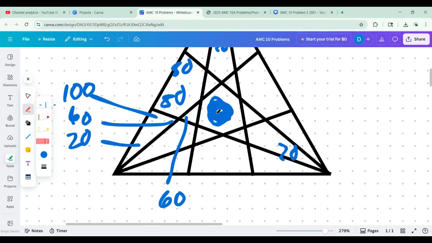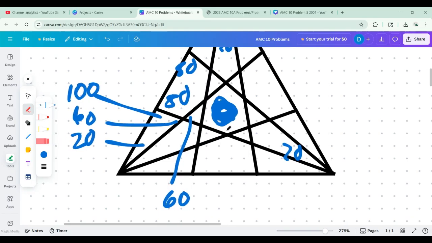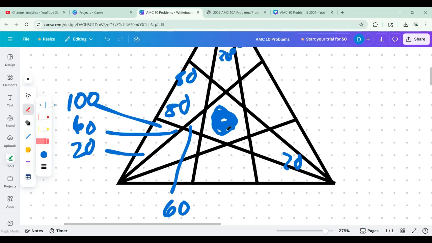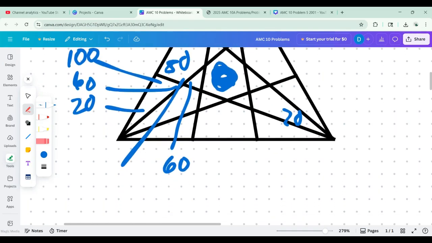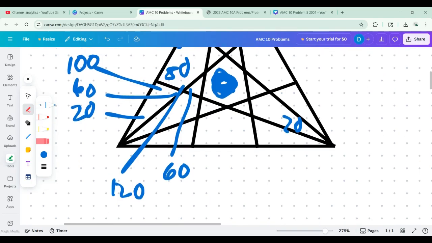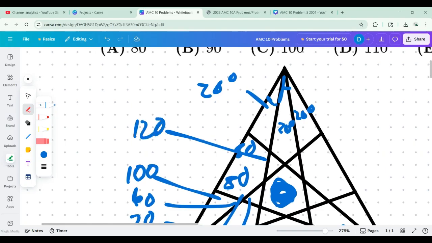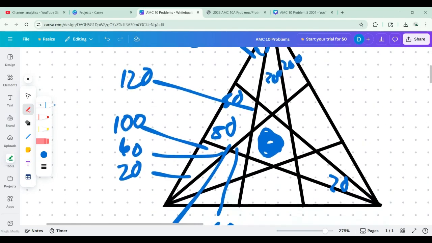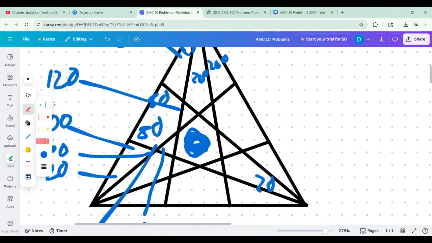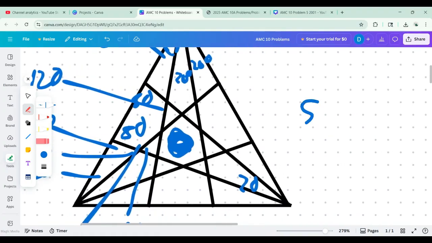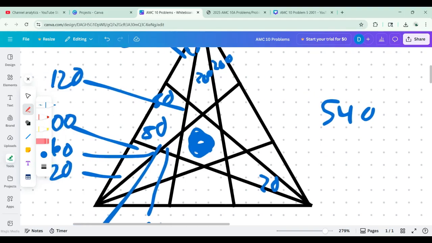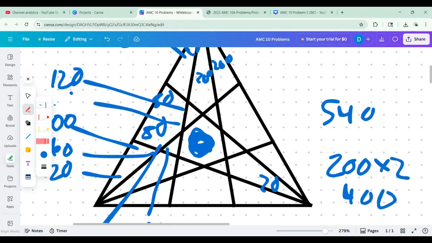So since this is 60, we have this is also 120 right here, 120, and then because they are similar, 120 right there. And then since this is a 5-sided shape, that means the interior angles will add up to 540, and we already have 200 times 2. That's 400. So that means this angle is 140.